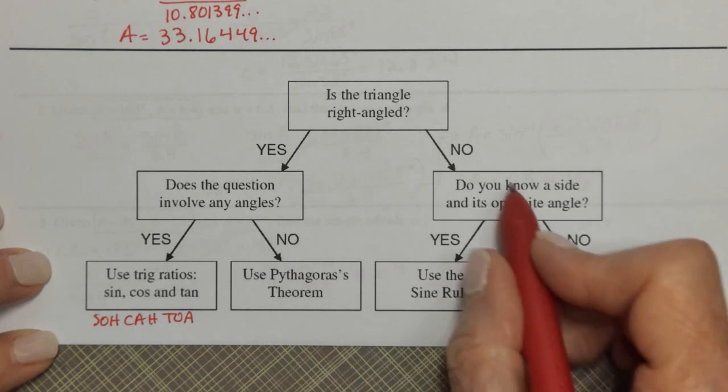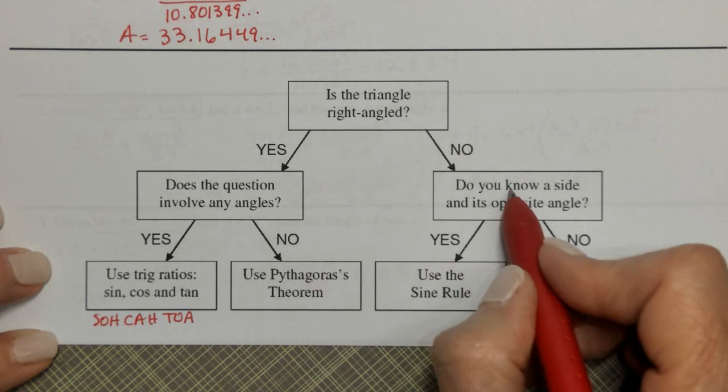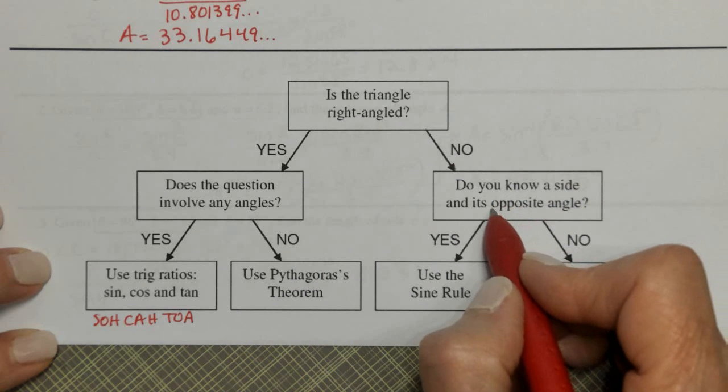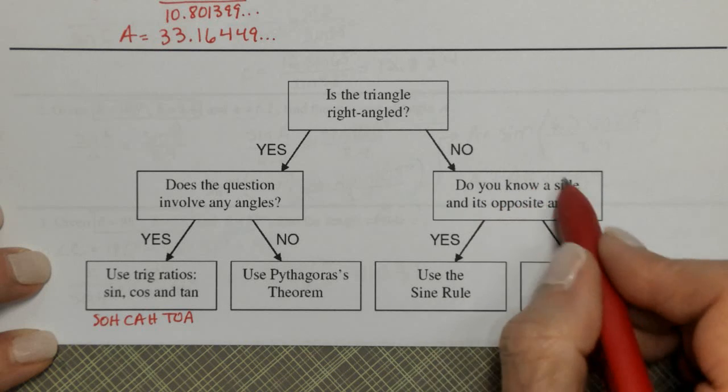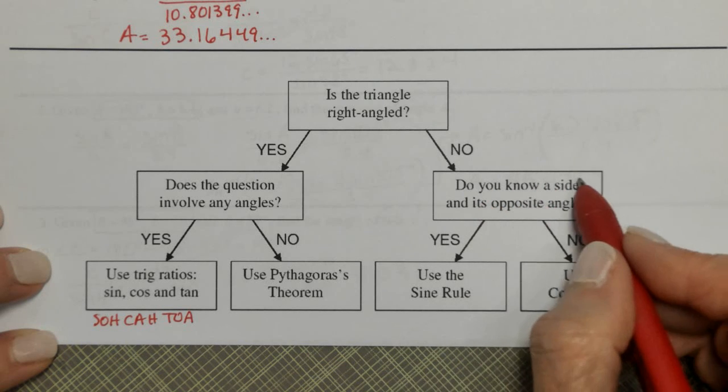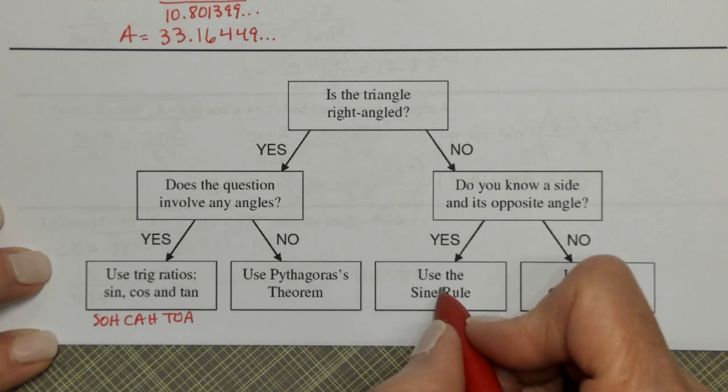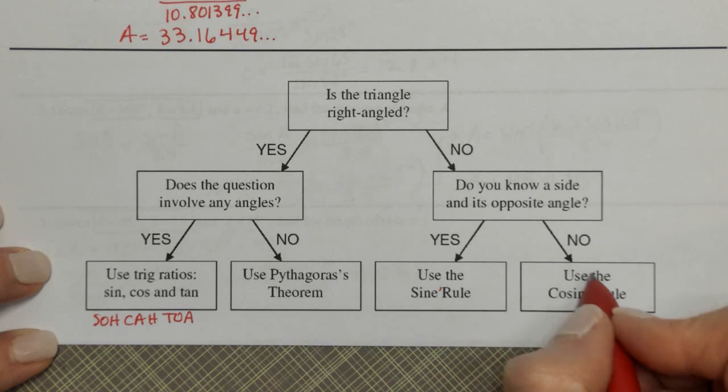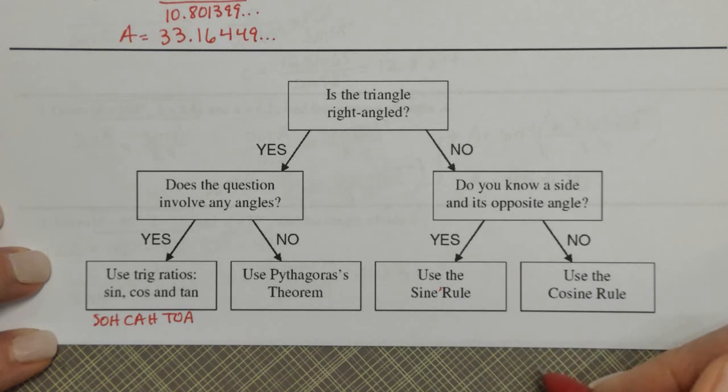Okay? If the triangle is not a right triangle, do you know a pair? Do you know a pair, a side and its angle? If so, use rule of sines, use the law of sines. If not, use law of cosines. And that's it.